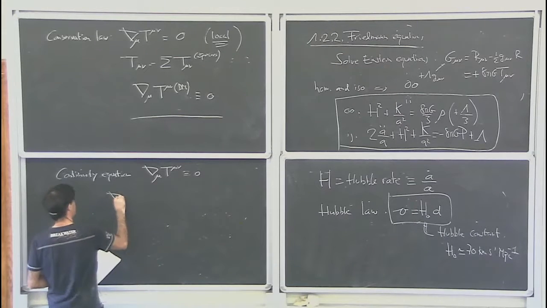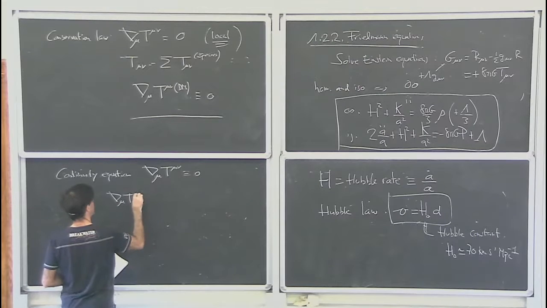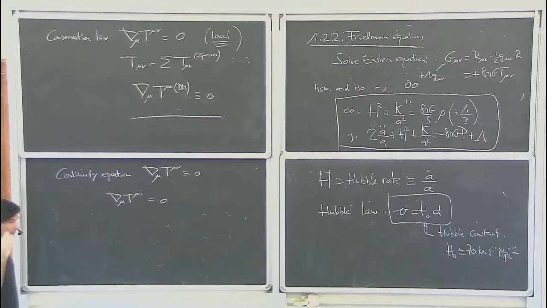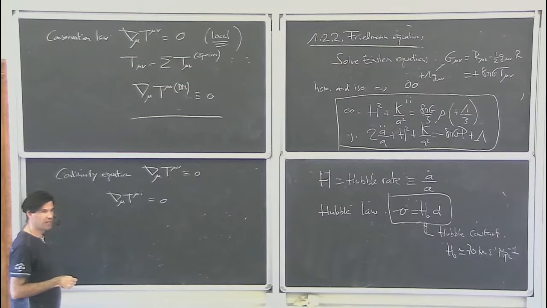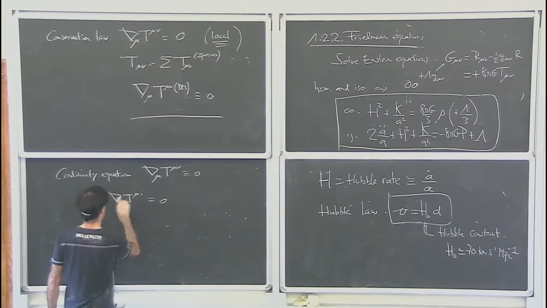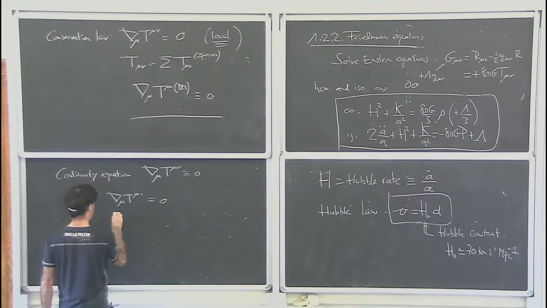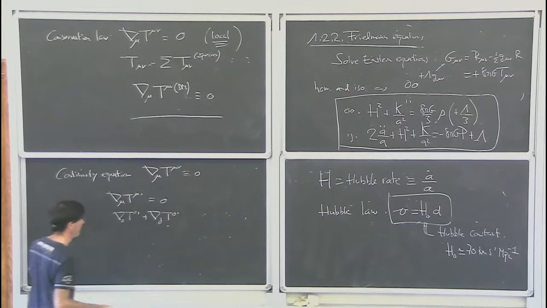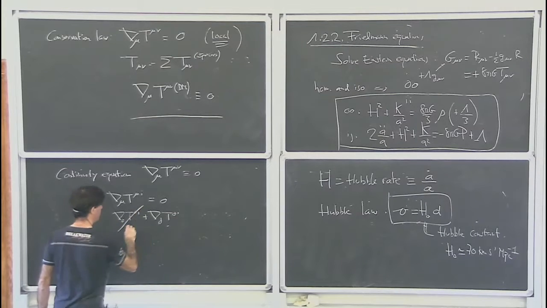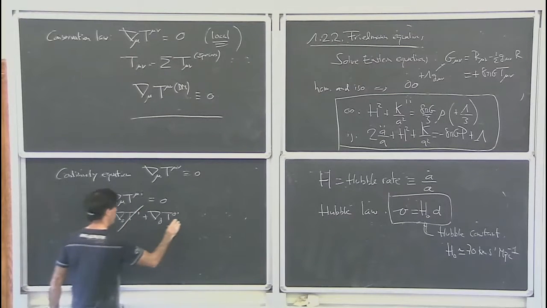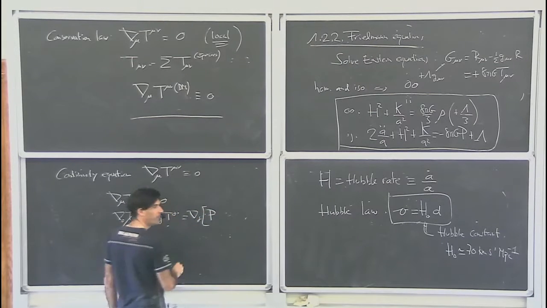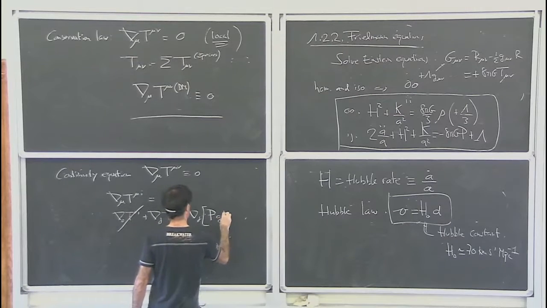So this you would split that way. First of all, you can set nu to i. But this is basically trivially satisfied because of the following fact. You write this as the covariant derivative of this plus this, so this is zero. T0i is zero, so it drops. And then this piece, remember, it goes with the pressure times the metric Gij.